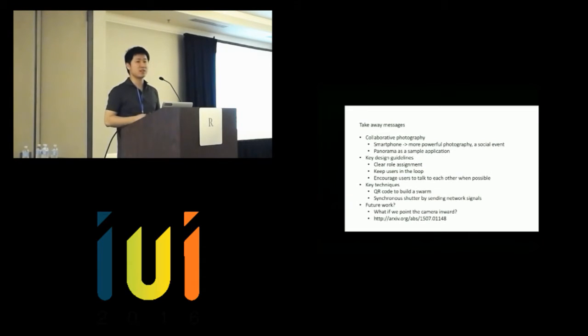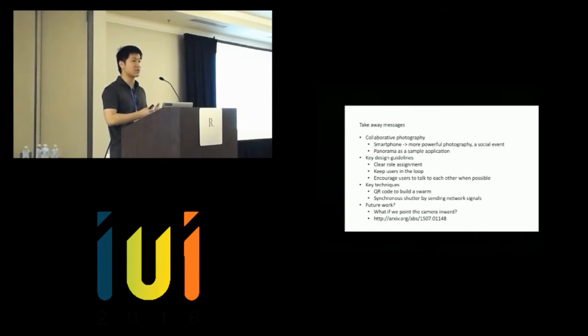So basically, that's it. We have some takeaway messages that we wish you to remember even after the presentation. Basically, the idea is that photography shouldn't be one person's event. It can be collaborative. And one simple example application is that we can take panoramas with it. To get a successful system, the key design guidelines are that everyone should have a clear role assignment, we should keep users in the loop, and we should encourage users to have social interactions during the process.